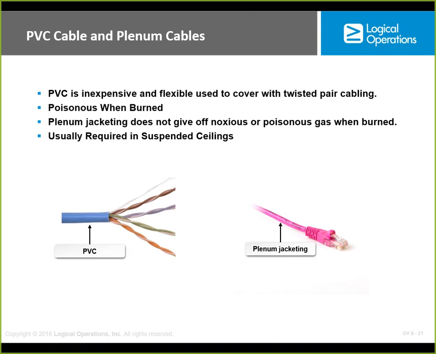The cable and Plenum cables. PVC casing is inexpensive, flexible. The problem with it is that when it burns, it's poisonous. It produces a chlorine gas. Firefighters don't like it because they get gassed with it. Plenum cable has a jacketing that doesn't give off poisonous or noxious gases when it's burned.